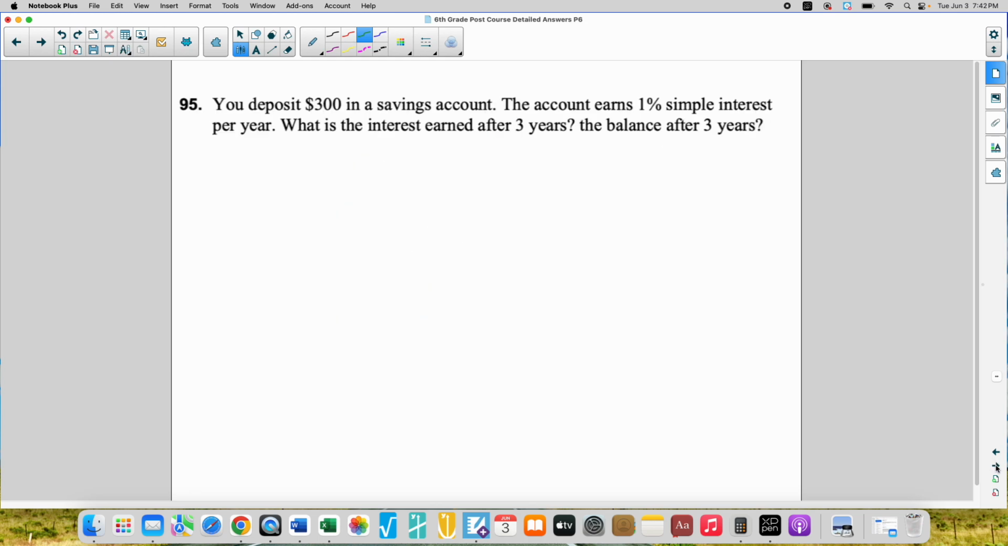You deposit $300 in a savings account. The account earns 1% simple interest per year. What is the interest earned after 3 years? The balance after 3 years. So interest I equals PRT. Interest equals principal times the rate times the time.